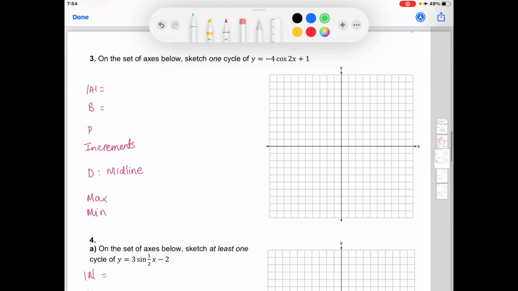Okay, example 3. Now here the equation is given to you, I already wrote out what we need to find, and we're going to find all this and graph it. So compare it. First of all, this negative means something else. We'll talk about it in a minute.